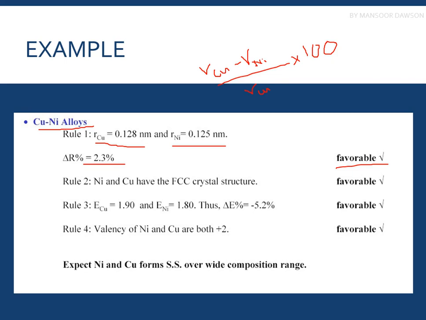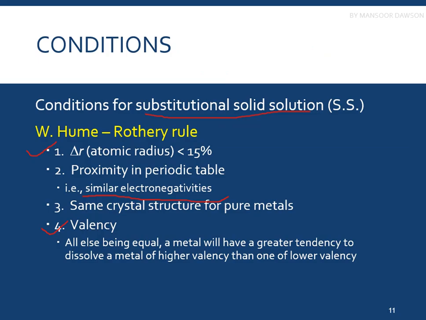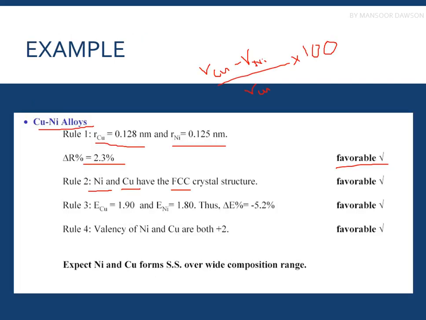Then rule number 2. We know that nickel and copper both have an FCC crystal structure. It says here that they should have the same crystal structure, so point number 2 is also satisfied.